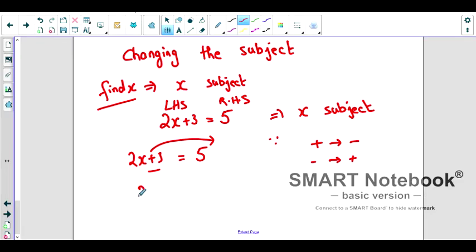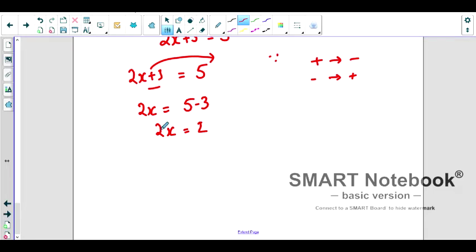So what will you get? 2x is equal to what? 5 minus 3. So you will get 2x equals 2. Now this 2 is extra. Now 2 is getting multiplied with x. When a multiplication is shifted to the other side of the equality, what does it become? It becomes division. So to finish it, we say x is equal to 2 over 2. So the x value is 1.